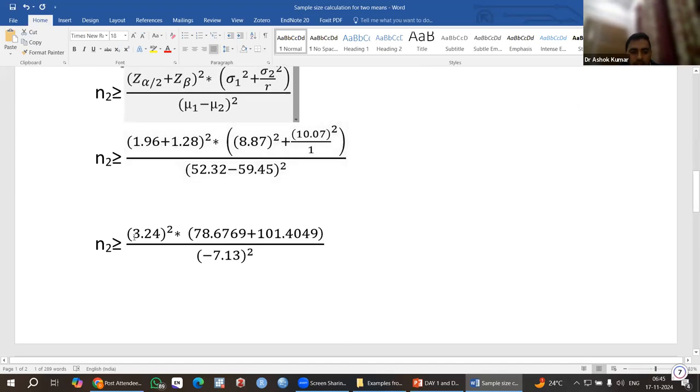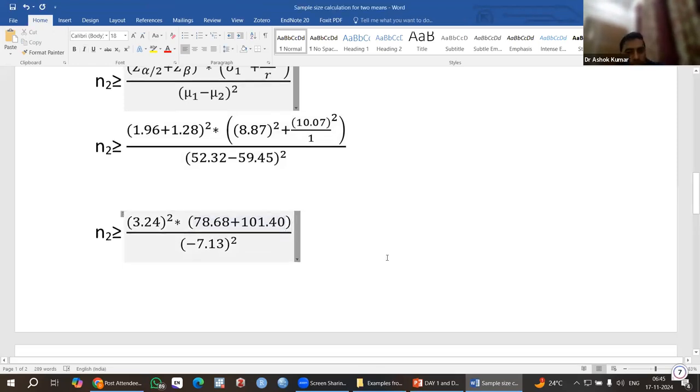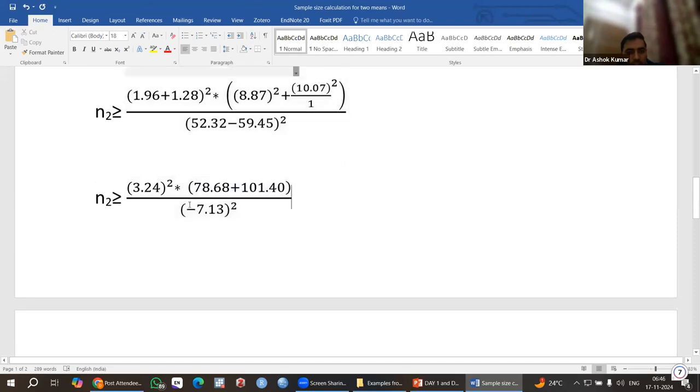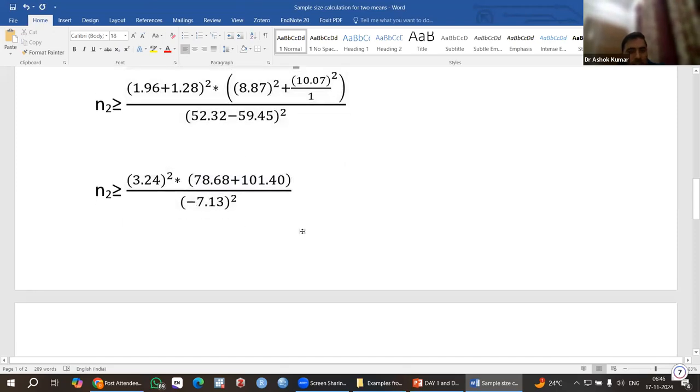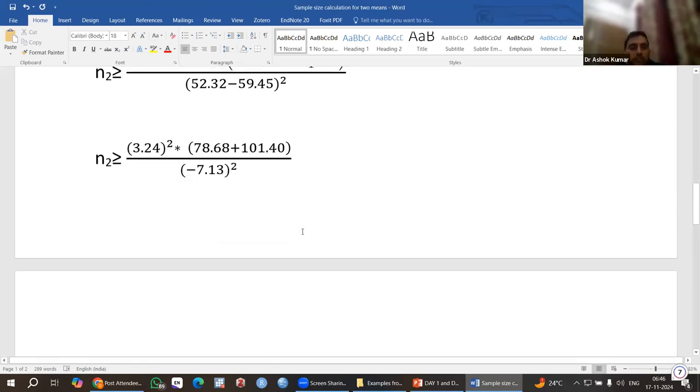Then we have to do the mathematical calculation here. We have to add all things. When we square 8.87, it comes like this. You can write it even with 2 decimals here, no issue. So it is 78.6769, so we can write 78.68. And it is 101.40. We can write it like this. Because it is coming minus 7.13, no issue, because when we multiply minus by minus, it always comes positive.